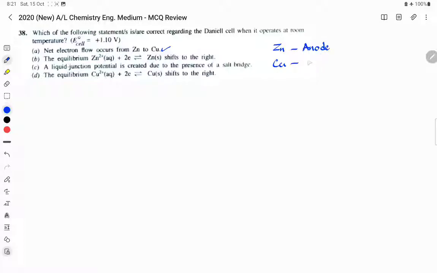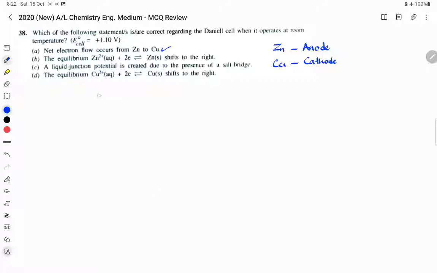You should remember at least the activity series or the electrochemical series. Now in the electrochemical series or the activity series, zinc is positioned higher than copper. So if a higher position electrode is present, it is the anode. The lower position electrode is the cathode. So zinc is the anode, copper is the cathode.